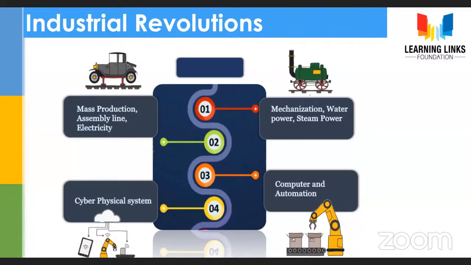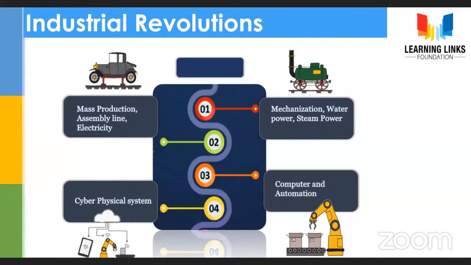At the starting time, we were not able to give electricity to all the houses and industries. They were using water power, steam power, mechanization, these things. But these are limited. After this, we have to use electricity and some more power sources. With the help of these things, we have to increase the production, so that by mass production we can develop our industry also.